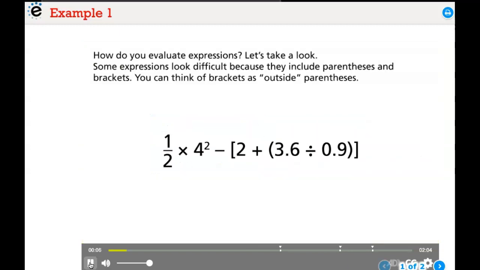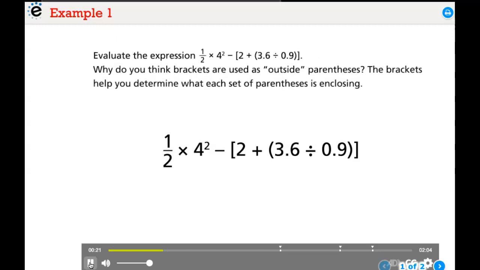How do you evaluate expressions? Let's take a look. Some expressions look difficult because they include parentheses and brackets. You can think of brackets as outside parentheses. Evaluate the expression 1/2 times 4 to the second power minus the quantity of 2 plus the quantity of 3 6/10 divided by 9/10. Why do you think brackets are used as outside parentheses?